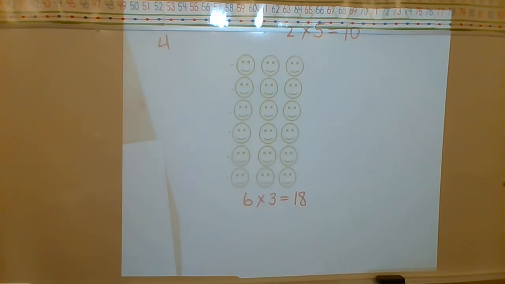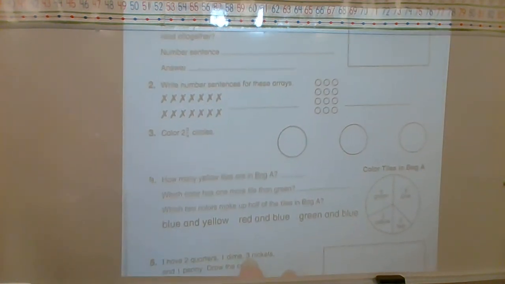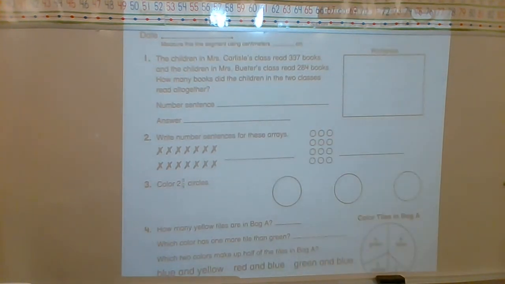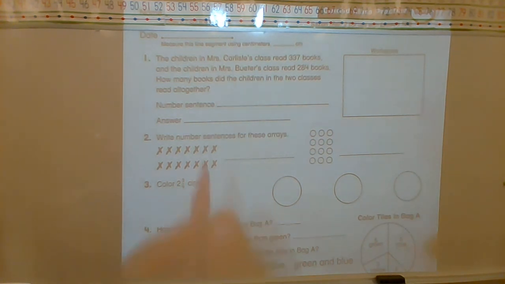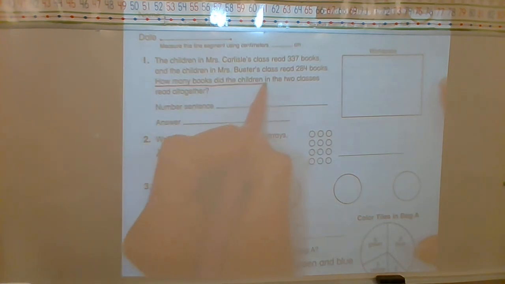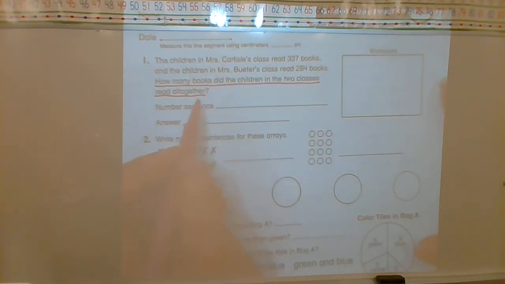Now, this particular guided practice, let's take a look, see if there's anything we want to do together. Let's do number 1. We haven't done number 1 in a while. The children in Mrs. Carlisle's class read 337 books. Wow, that's a lot of books. Well, the children in Mrs. Buter's class read 284 books. Here's our question: how many books did the children in 2 classes read all together?